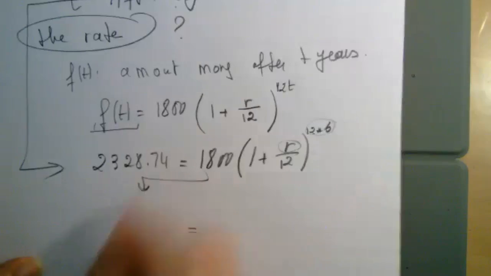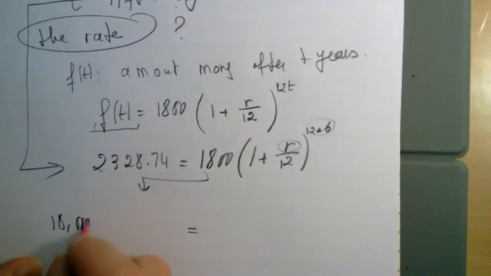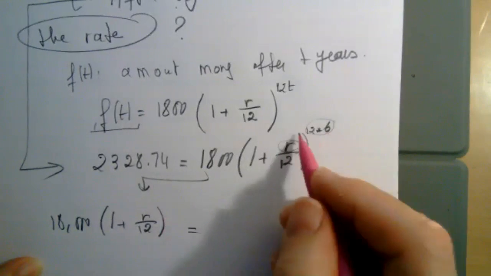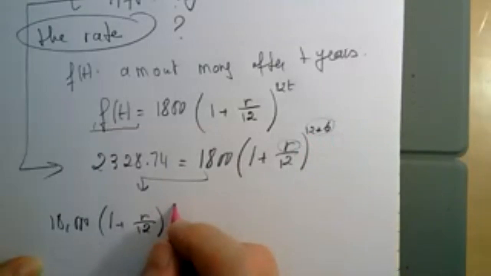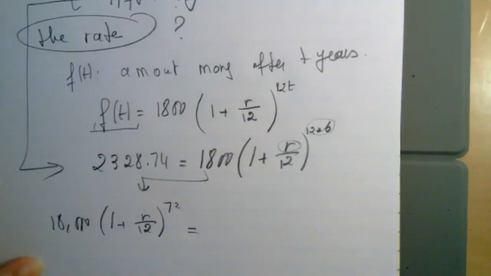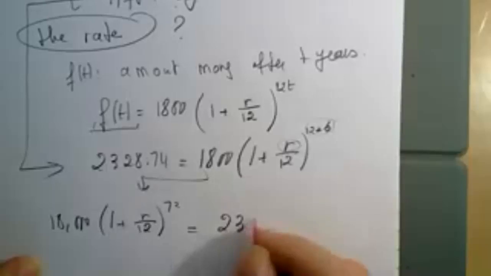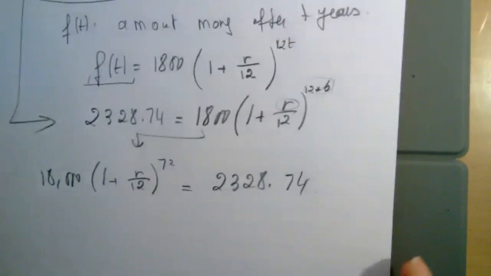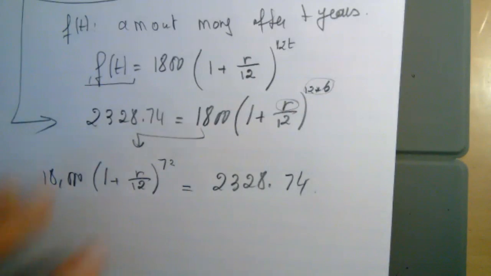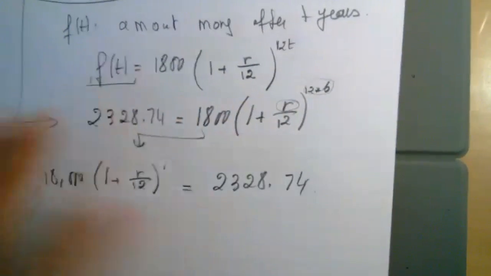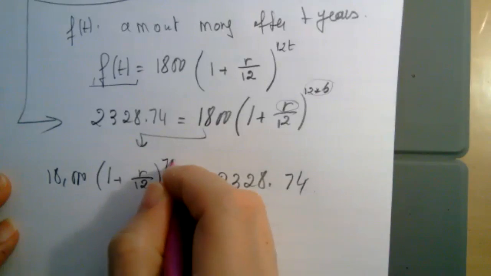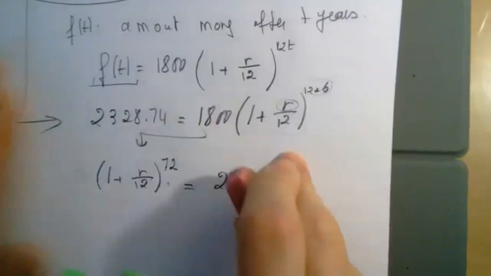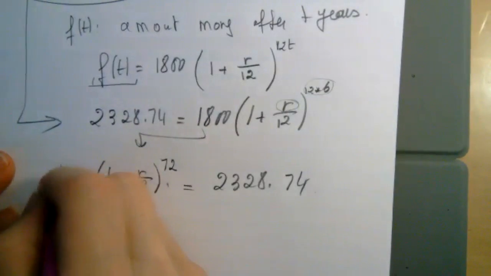So I'm going to write this term here. It's going to give me 18,000 times 1 plus r over 12 to the power, now 6 times 12 gives me 72, equal 2,328.74. And now, wouldn't it be 1,800 instead of 18,000? Oh, I'm sorry. Yeah, it's 1,800. Thank you very much. Otherwise, the bank is taking, I don't know what the bank is doing. Okay.